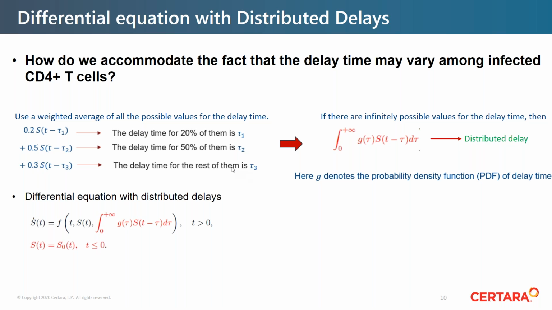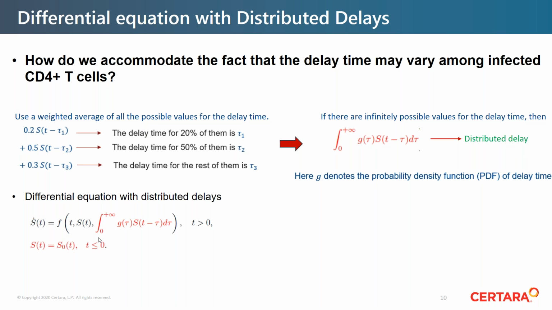Or we can take this one step further. If there are infinitely many possible values for the delay time, then we get this convolution of the probability density function of the delay time and the signal to be delayed. And this convolution is called distributed delay. And the distributed delay is often thought to be more realistic than the discrete delay approach.